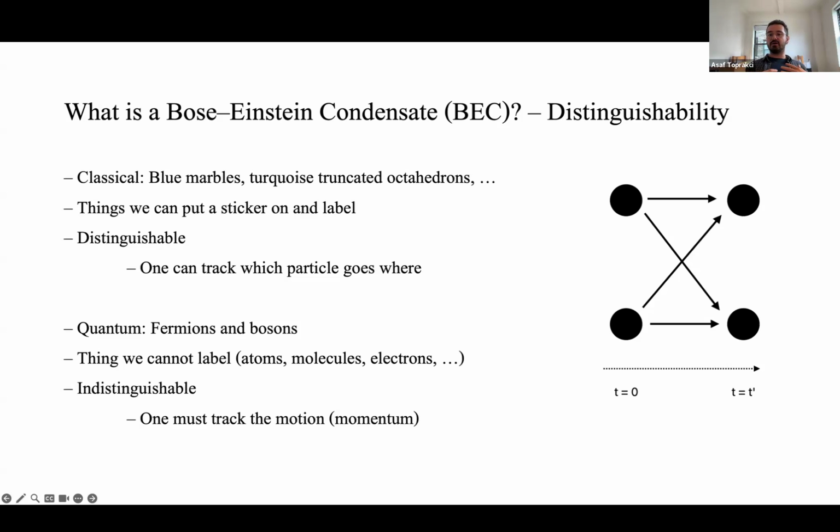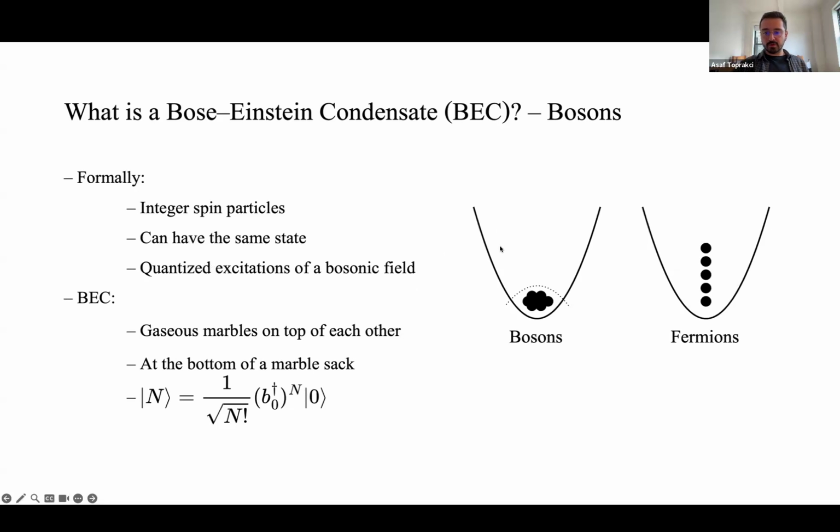So we cannot eye-track which atom goes where or which molecule does what. For example, if you have two particles at time t, and you look at them at a later time, you won't know if they changed places or stayed in the same place. One important thing that we need to create a Bose-Einstein condensate is this indistinguishability feature of our system. That's why we usually use bosons, and for fermions, we cannot create a Bose-Einstein condensate because they don't obey the statistics required. So what are bosons then?